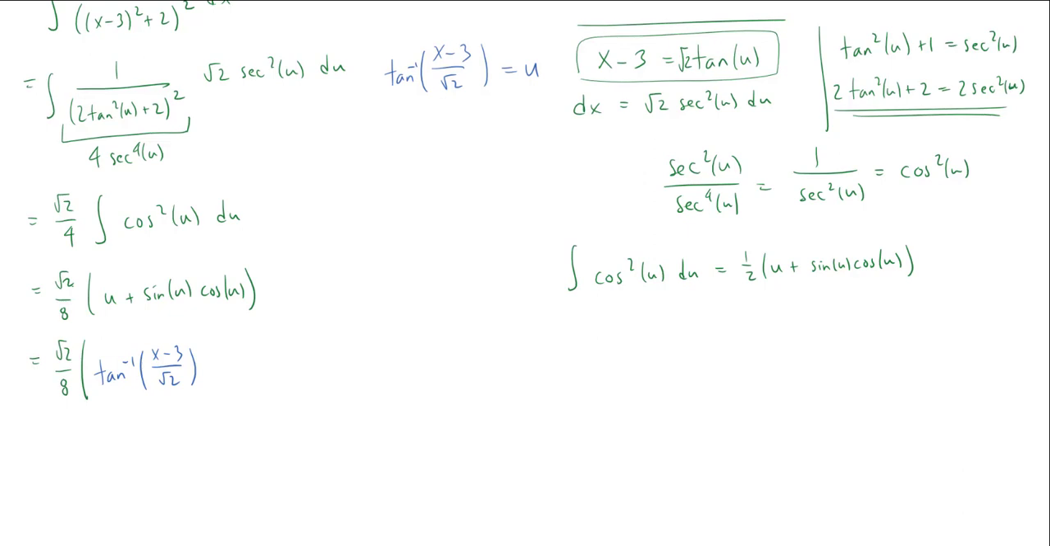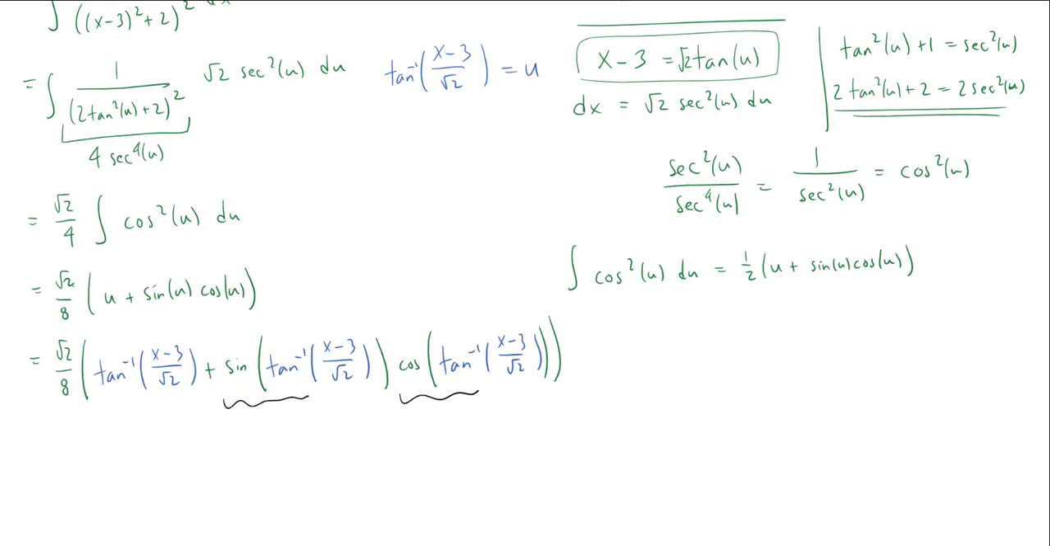plus the sine of, oh my goodness, the sine of the arctan of (x minus 3) over the square root of 2 times the cosine of the arctan of (x minus 3) over the square root of 2. Woo! Close off the big parenthesis. Okay, we got it. Now it's all written in terms of x. So in principle, we're done. In practice, these expressions where you have the sine of an arc function, we typically like to simplify.